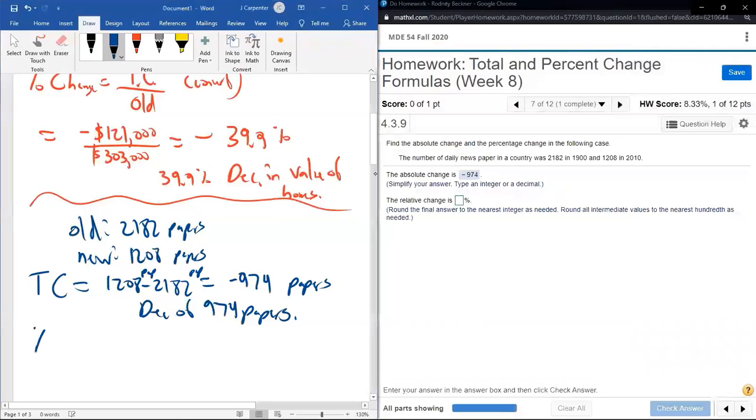The relative change or the percent change is the total change divided by the original. So the negative 974 papers divided by the original, which was 2182 papers.